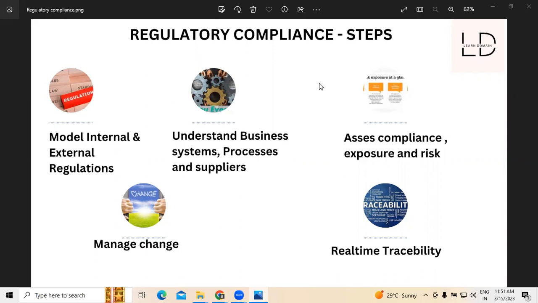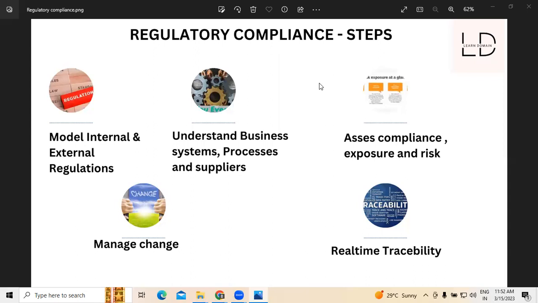Today we are going to discuss regulatory compliance, and followed by this, what are the key steps to be taken into account. As you know, understanding regulatory compliance standards for any organization is essentially important nowadays. So to manage regulatory compliance as well as the risk involved in it, there are different steps which will be as follows.